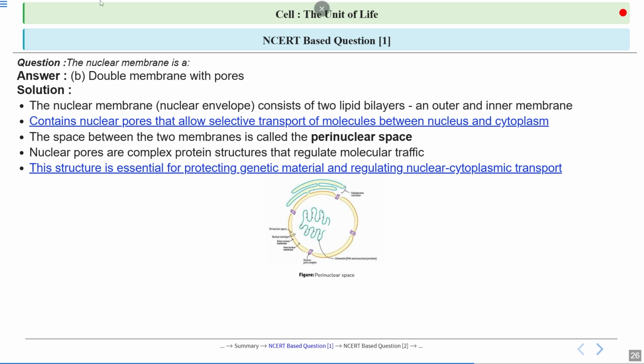Now this structure is essential for protecting genetic material and regulating nucleocytoplasmic transport. Here you can see in this image, this is the nucleus. The outer membrane is shown to you, the inner membrane is shown to you. Between them there is a perinuclear space between the outer and the inner membrane. These are the nuclear pore complexes you can see. This nuclear pore complex helps to regulate the molecular traffic.